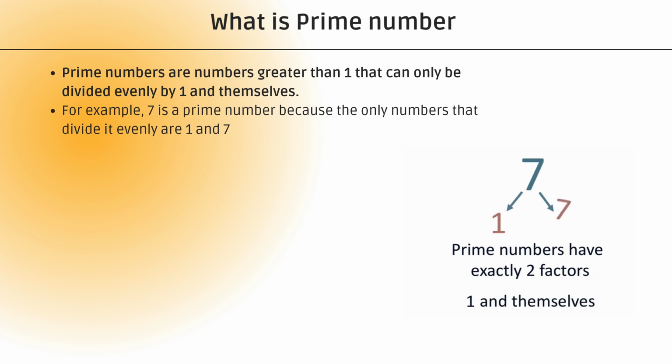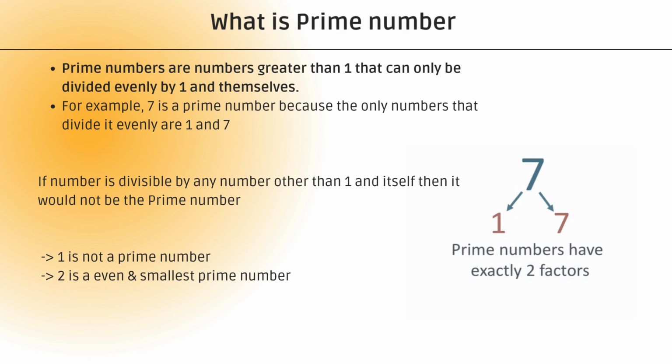If we take an example of number 7, then 7 is always divisible by 1 and 7 itself, right? So in the number system we have these type of numbers. Those we call prime number. And if the numbers are divisible by any other number other than 1 and itself, then it would not be a prime number.